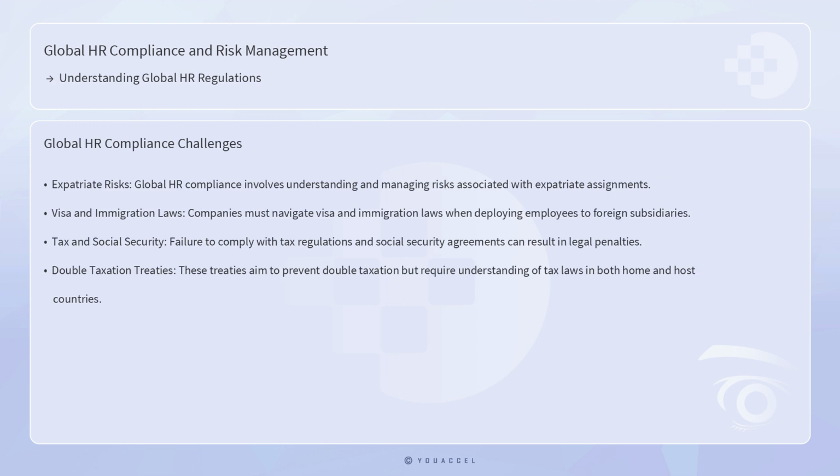Global HR compliance also involves understanding and managing the risks associated with expatriate assignments. When deploying employees to work in foreign subsidiaries, companies must navigate visa and immigration laws, tax regulations, and social security agreements. Failure to comply with these regulations can result in legal penalties and complications for both the company and the expatriate employee. For instance, the double taxation treaties between countries aim to prevent employees from being taxed twice on the same income, but navigating these treaties requires a thorough understanding of the tax laws in both the home and host countries.